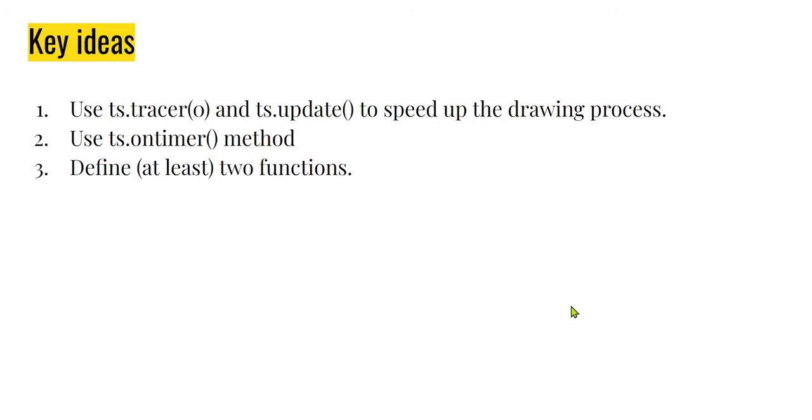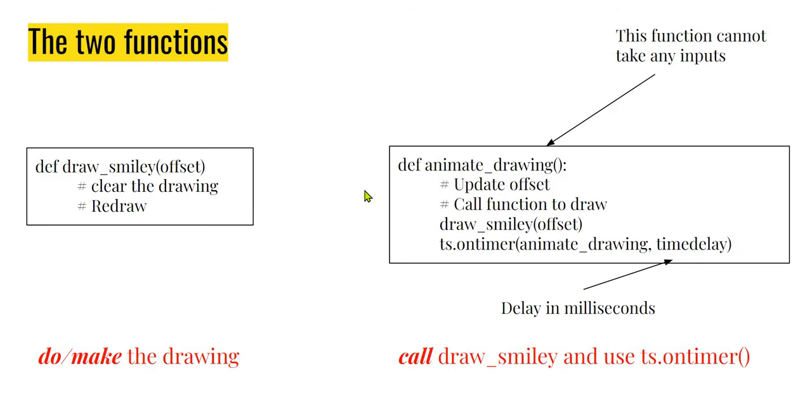However, there's a bunch of things we need to do for making all this happen. First thing, we must speed up the drawing process, and we do that using the tracer method. Next, we must use the ts.ontimer method, which is basically the one that makes it happen forever, over and over again. And we must define at least two functions. Let's see how we do this.